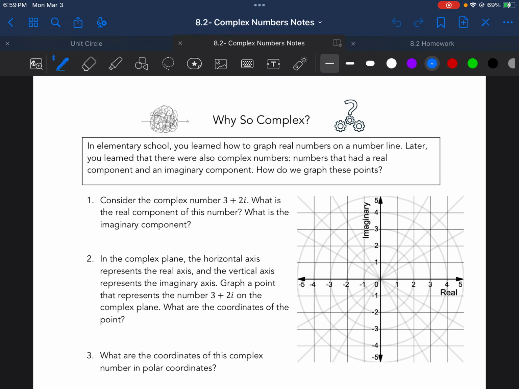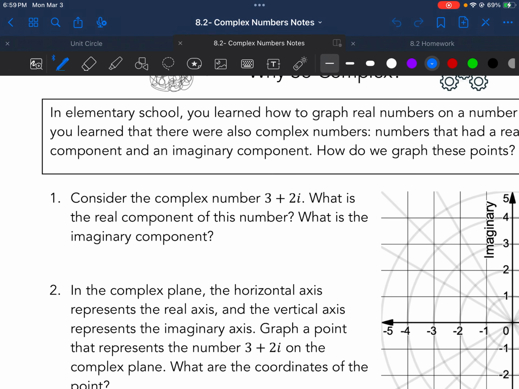Later on, when you're middle schoolish, you started learning how to graph on the rectangular coordinate system, x's and y's. And now we're going to be graphing complex numbers, okay? And complex numbers have two parts. They have a real component and they have an imaginary component. So let's talk about how to actually graph these things.